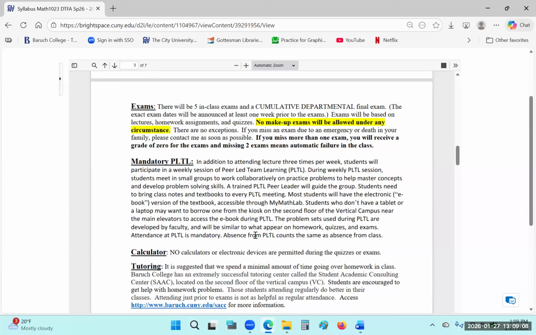Besides the lecture, you also have to attend PLTL, which is like a tutoring session. It's not a tutoring session, it's like a tutoring session. You're going to meet in a smaller group with your PLTL leaders, and it's only once a week.